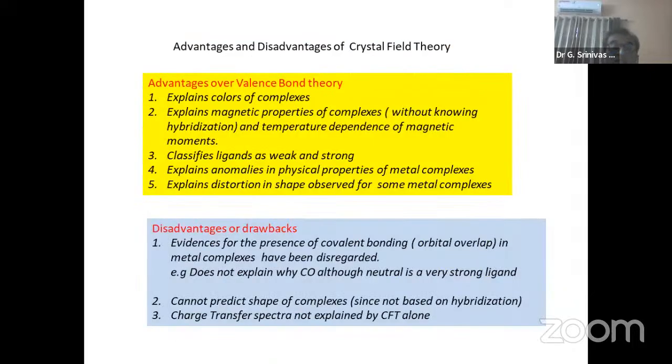Okay. So these are the advantages and disadvantages of crystal field theory. Advantages over valence bond theory: it explains colors of complexes, explains magnetic properties of complexes, classifies ligands as weak and strong ligands, explains anomalies in physical properties of metal complexes, and explains distortion in shape observed for some metal complexes. Disadvantages or drawbacks: evidence for the presence of covalent bonding in metal complexes has been disregarded.